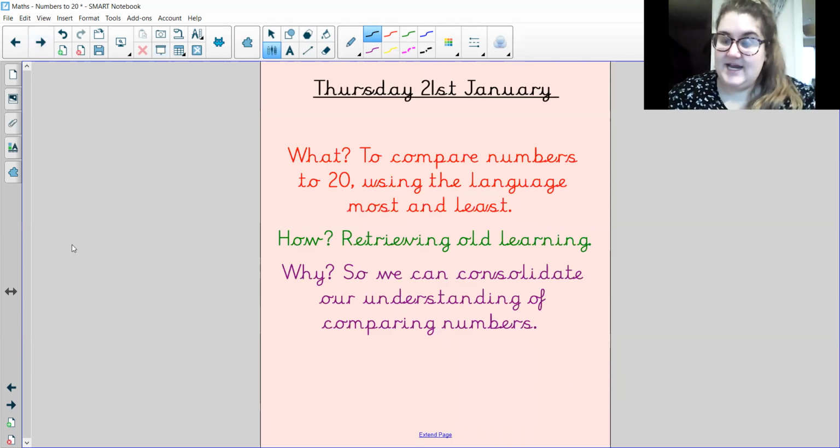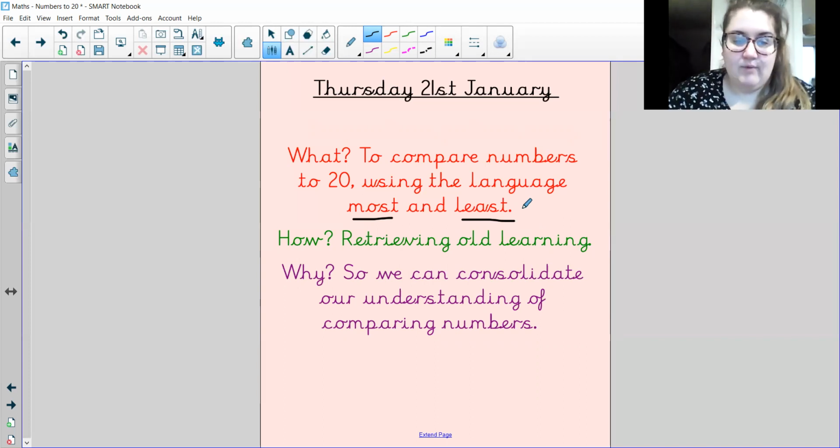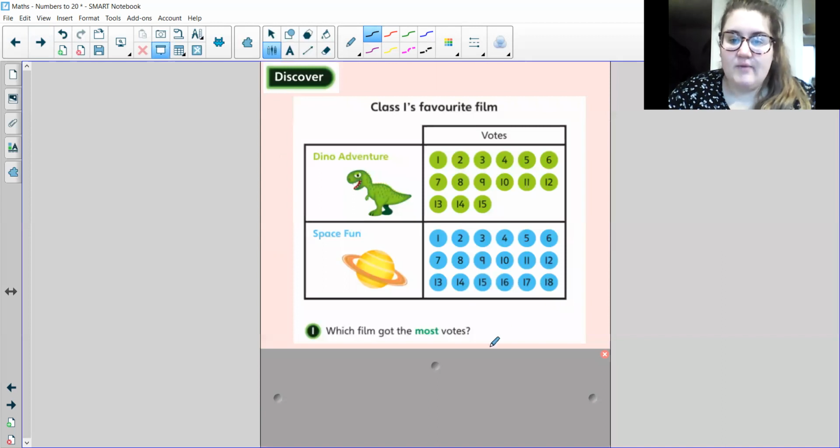And that leads us really nicely onto what we're going to do today. So today we are going to compare numbers to 20 using the language of most and least. Okay, and we're going to retrieve old learning because we've done this before and we've just practiced our skills a moment ago. And why are we doing it? So that we can consolidate our understanding of comparing numbers. So to consolidate just means make it nice and secure in our brains, okay? So let's do our discover together.